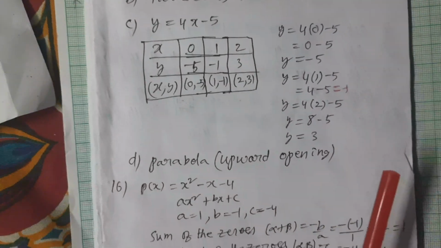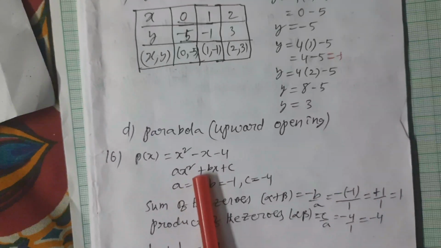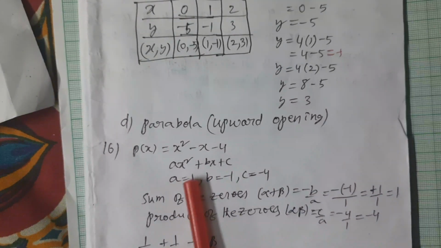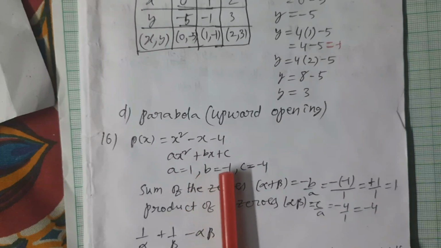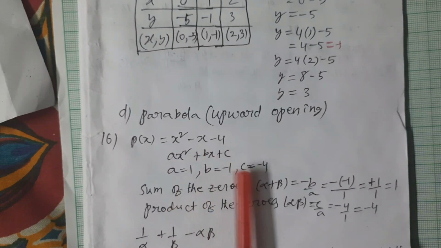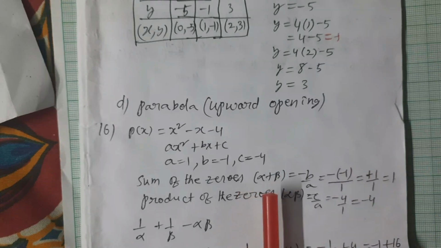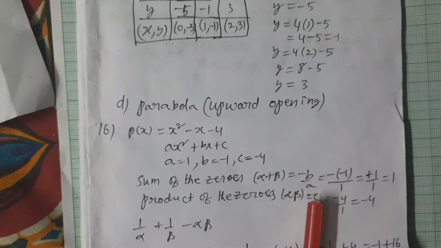See children, p of x is equal to x square minus x minus 4 now. Compare with ax square plus bx plus c. So a is equal to 1, b is equal to minus 1, c is equal to minus 4. Sum of the zeros means alpha plus beta is minus b by a.